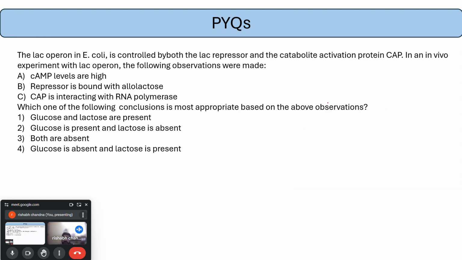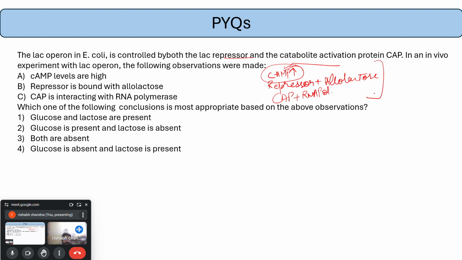The lac operon in E. coli is controlled by both lac repressor as well as the catabolite activation protein CAP. In an in vivo experiment with lac operon, the following observations were made. We have cAMP levels high, then the repressor is bound with the allolactose. So the repressor has already been bound with the allolactose. Then we have CAP interacting with the RNA polymerase. CAP also interacted with the RNA polymerase because cAMP concentration was high. Which of the following conclusions is most appropriate based on the above observations?